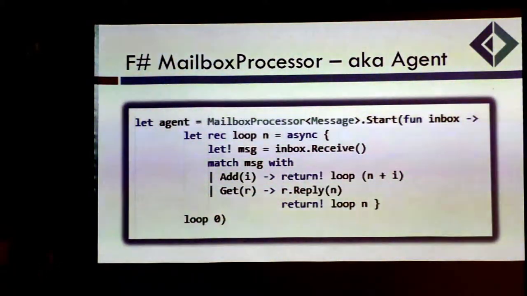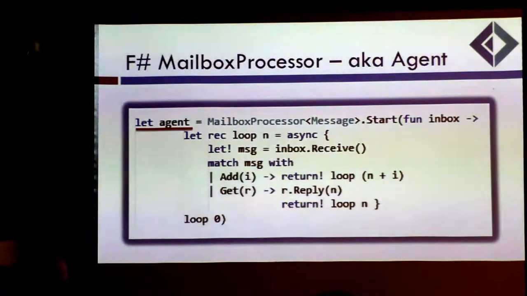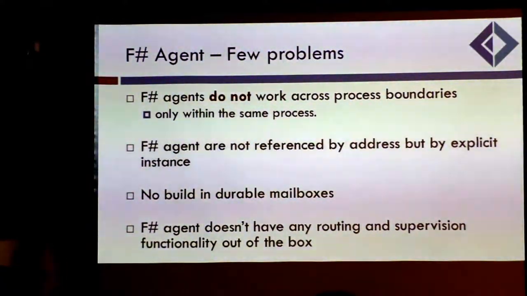It's not a bug. Well, this part here. The reason is that you can only reference an agent with a specific instance. There is no way to reference it with an address, right? So the problem is that an agent is only in process, and you cannot communicate with other processes. It can only be referenced by an explicit instance. This is too important: there's no durable mailbox queue. If your process or your agent crashes, you lose all your queue, right?